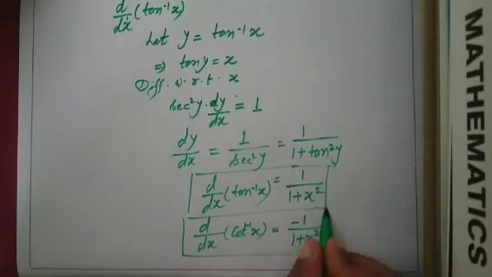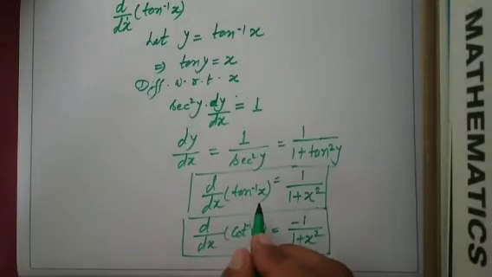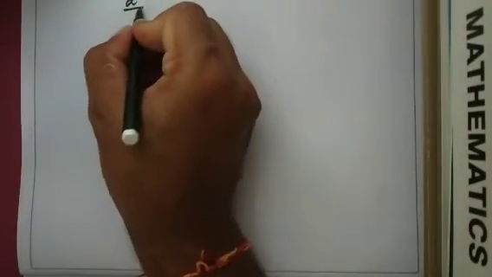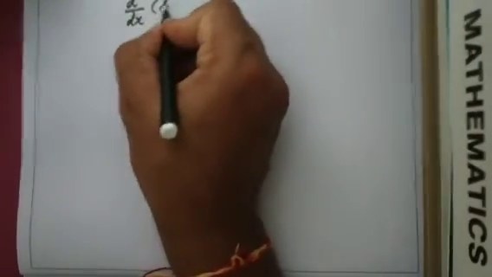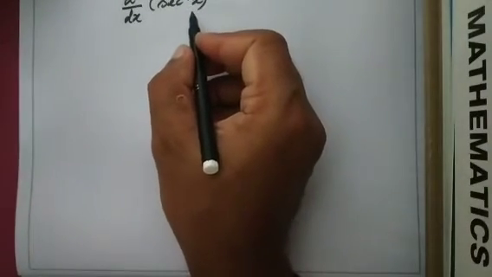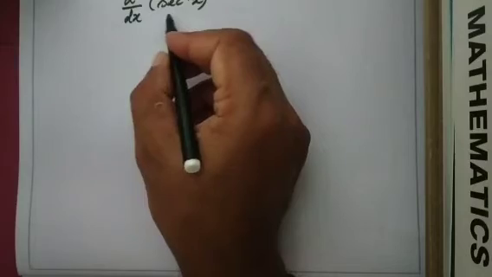So as you have just derived the formula for the derivative of tan inverse x, in the same manner you can also derive the formula for the derivative of cot inverse x. Now let's see the derivative of sec inverse x. If we have to find the derivative of sec inverse x, we have to follow the same approach as we followed in sine inverse x, tan inverse x and all.